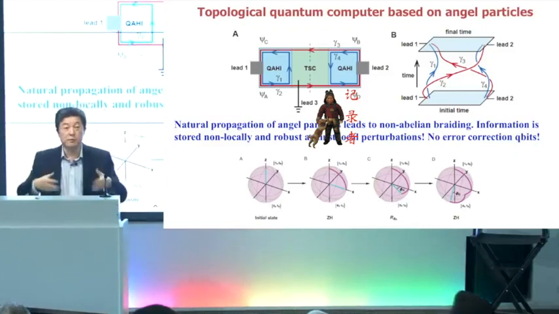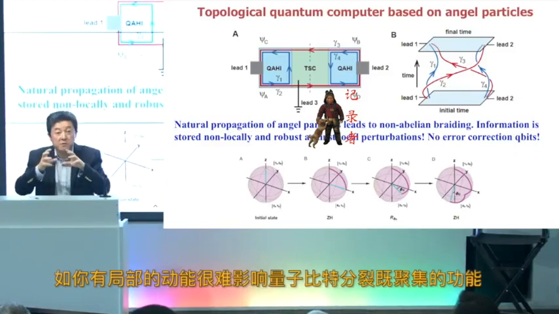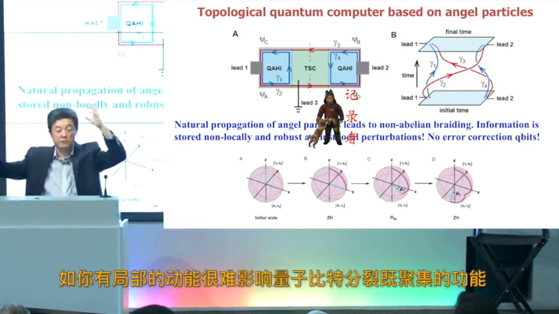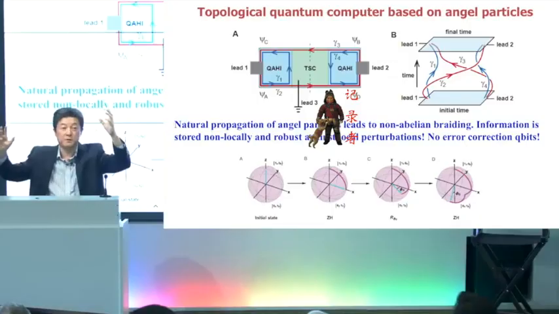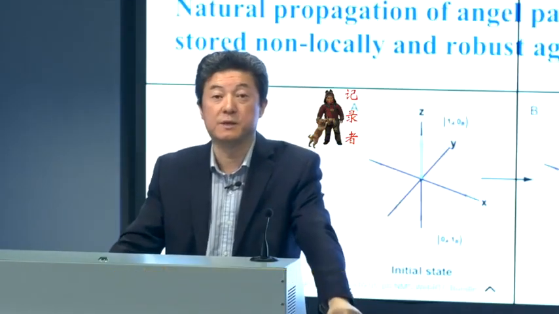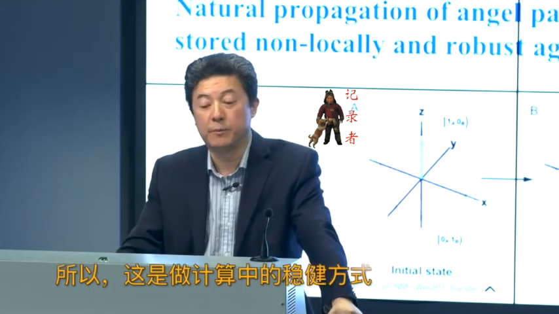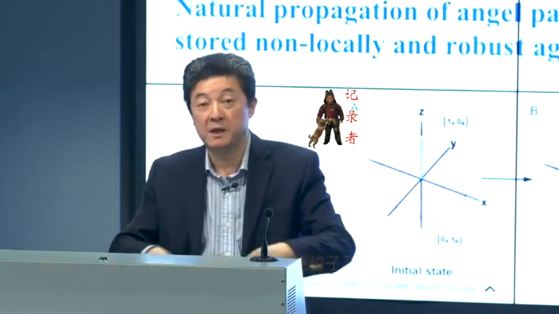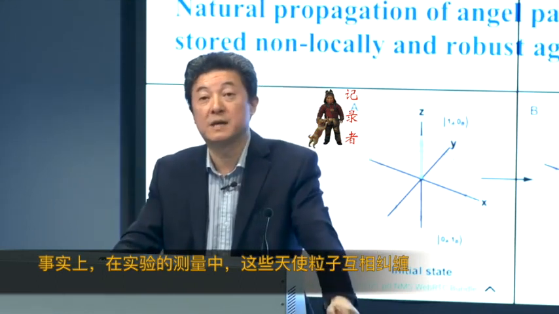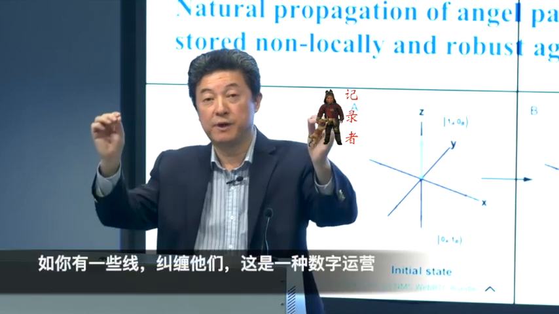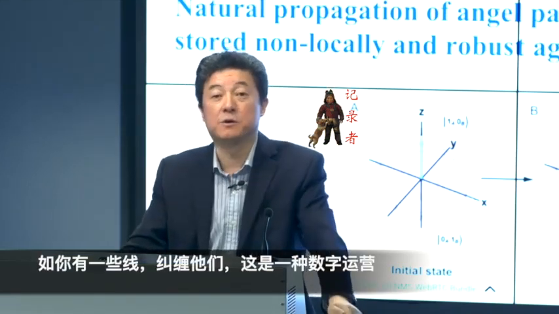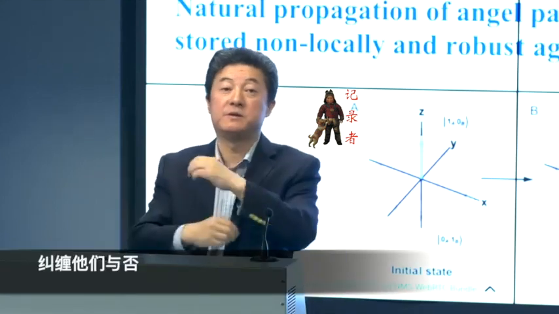Then if you have a local perturbation, it's very hard for it to destroy the global state, because these two angel particles together function as one qubit. So it's very, very hard for local perturbation to destroy this qubit, and therefore it's a very robust way of doing computation. In fact, in this experimental measurement, what is happening is that these angel particles are braiding with each other. If you have some lines and you braid them, that is kind of a digital operation: you either braid it or you didn't.